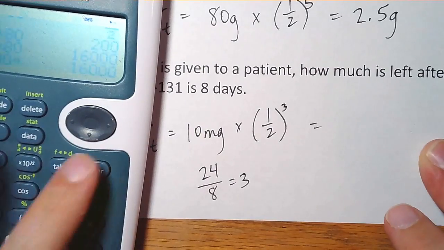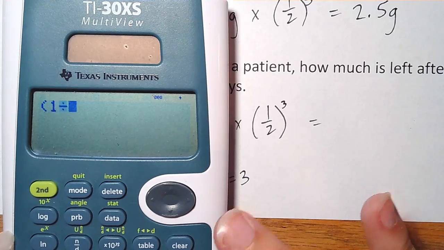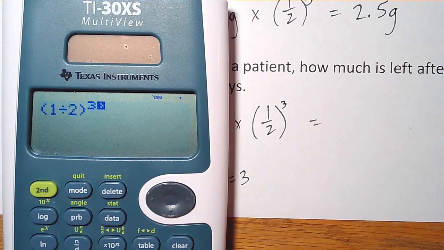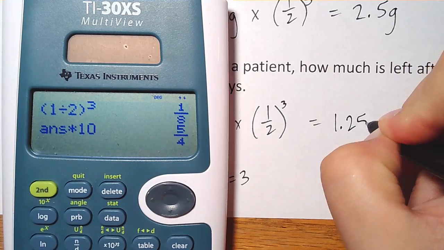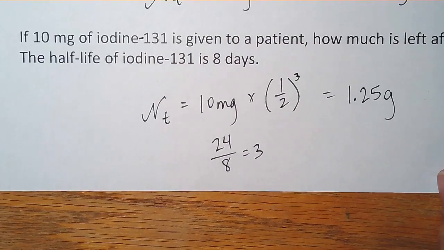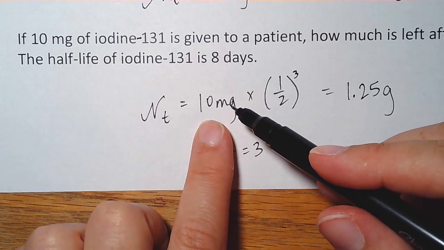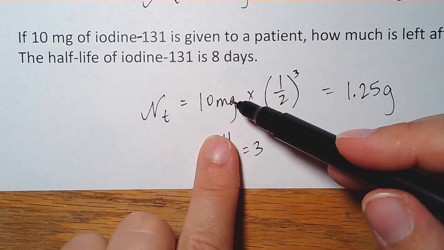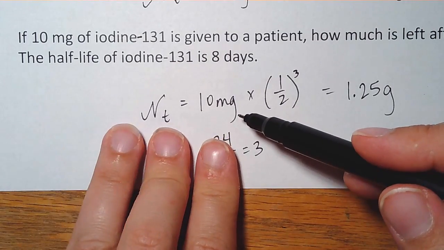Alright, so we have 1 divided by 2 to the 3rd power times our 10 gives us 5/4, which is 1.25 grams. Alright, we can do this again by counting by half-lives. So we started out with 10, so 1 half-life would bring us down to 5. 2 half-lives would bring us down to 2.5. And then the 3rd half-life would bring 1.25.